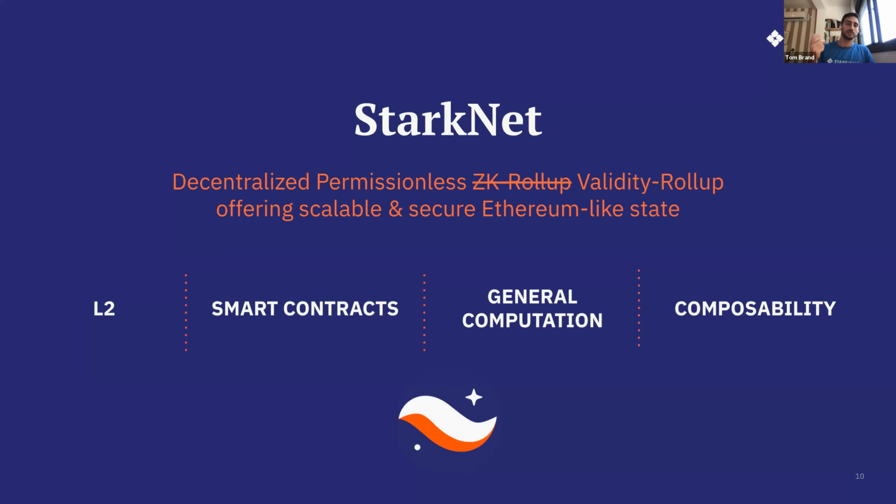So what does this actually mean? It means that StarkNet is a layer 2 network that operates on top of Ethereum. And it offers the functionality of writing smart contracts, with general computation, meaning they can have any computation that you want, the same way that you're familiar with Ethereum, and those contracts can interact with each other.